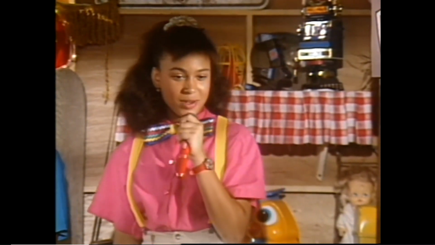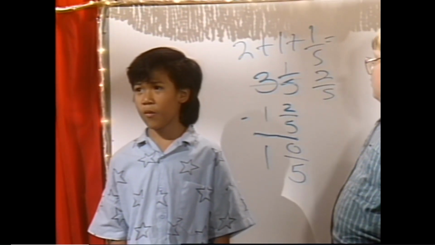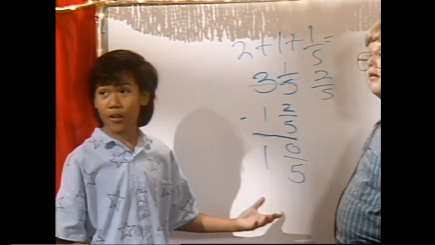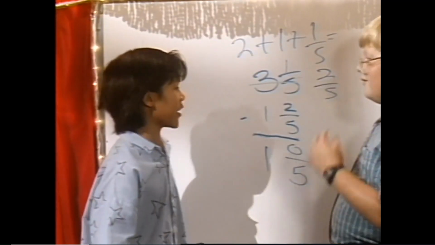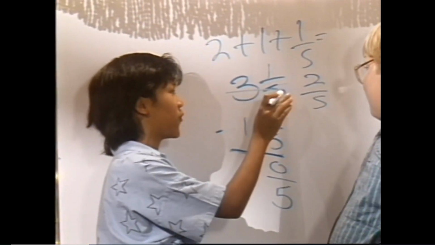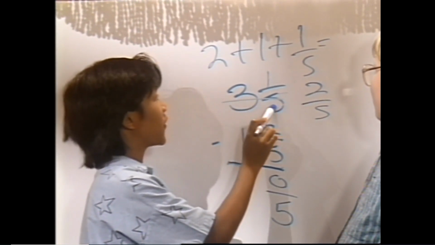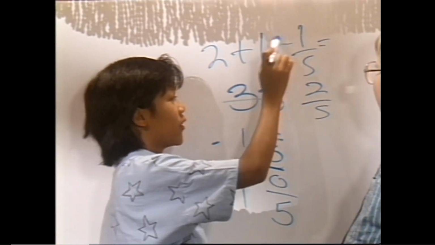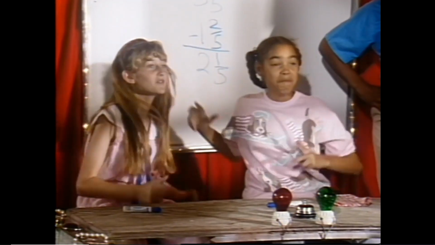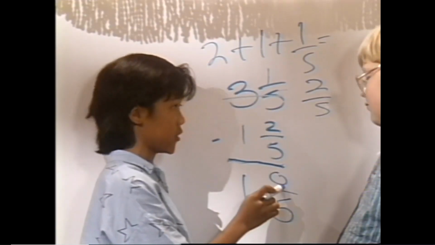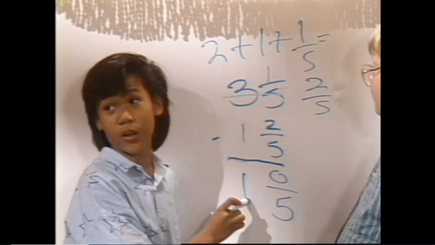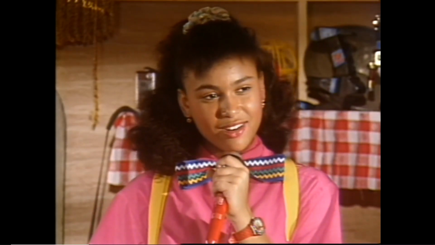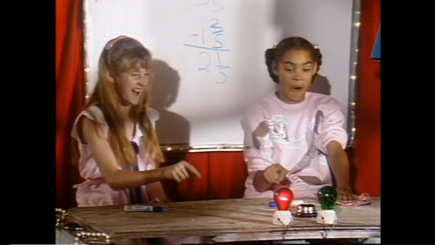Lars and Eduardo, what's your answer? 1. 1? 1. How do you get 1? Okay, since 2/5 is larger than 1/5, you have to rename the 3 and 1/5 to 2 plus 1 plus 1/5. I added this one to this one and got 2/5. 2/5 minus 2/5 equals 0. 2 minus 1 equals 1. Is Eduardo right or is Eduardo wrong?